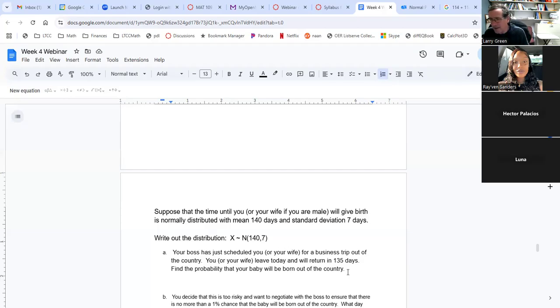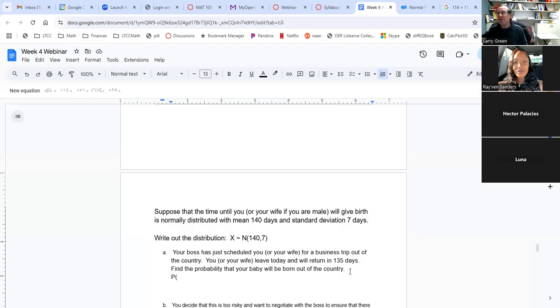Okay, if there's no questions, let's try to understand. Let's try and write, and that's very important to be able to do, write this probability in symbols. So first it's P for probability. That's supposed to be the easy part. And then what? Maybe you can put in the chat box how you find the probability your baby will be born out of the country in symbols, numbers, and variables, parentheses, and P.